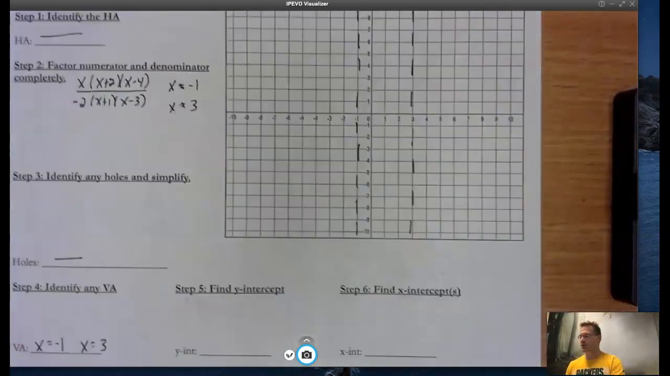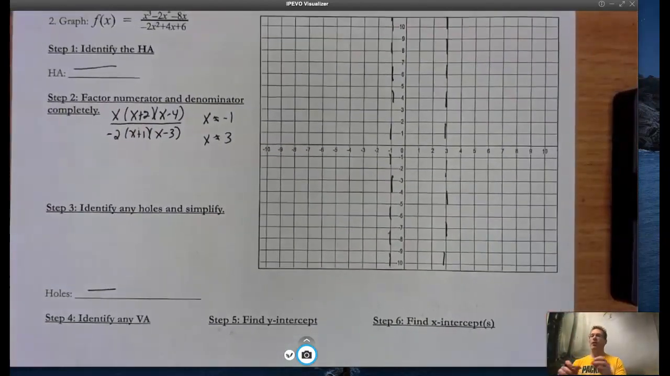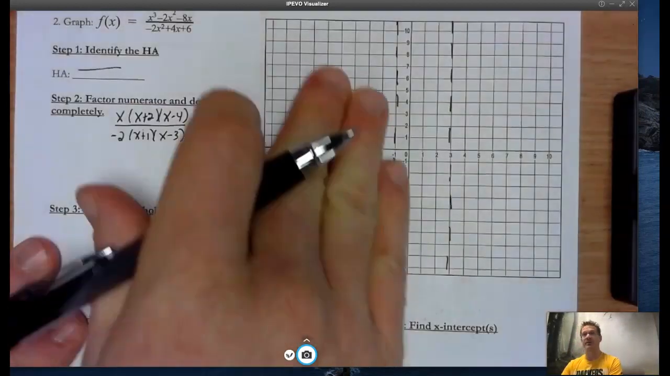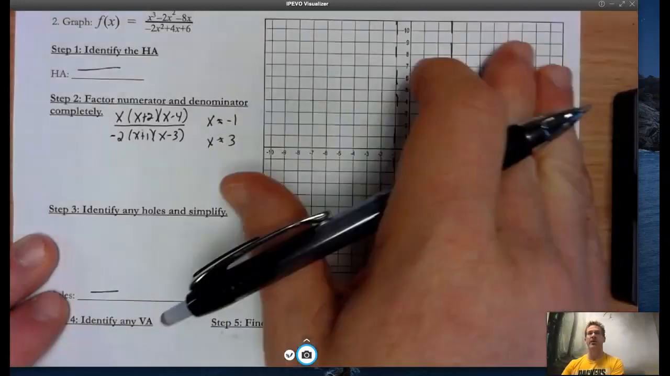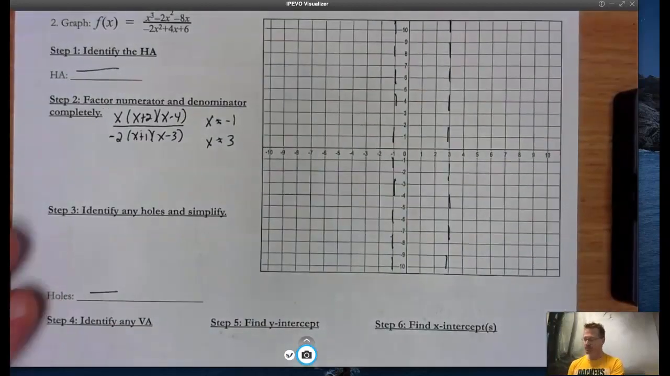All right, so this is going to be where it's going to look a little different. So all the rational functions that we've really looked at so far have had 2 pieces. Now we're going to get to one that's going to have 3 pieces. We're going to have a piece out here to the left. We're going to have a piece in between the 2 vertical asymptotes, and then we're going to have a third piece of our graph out here to the right.